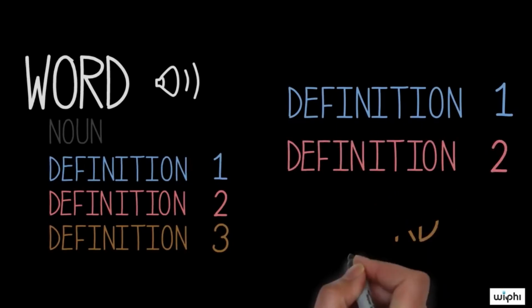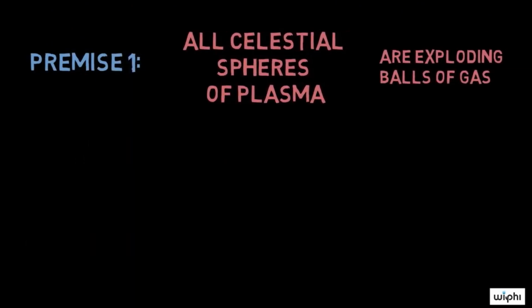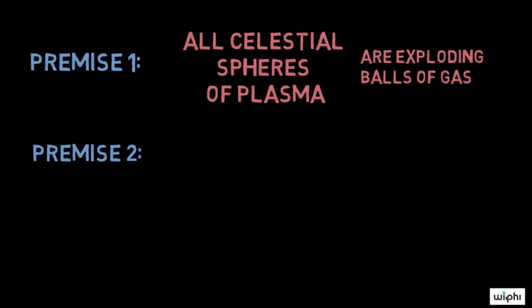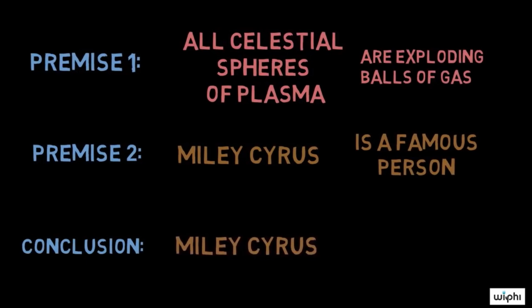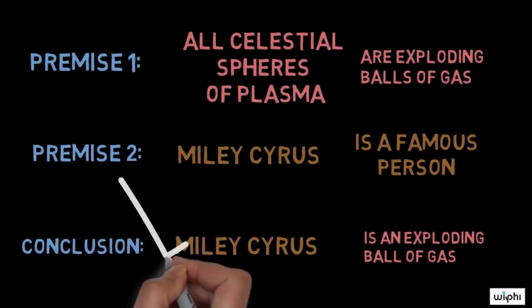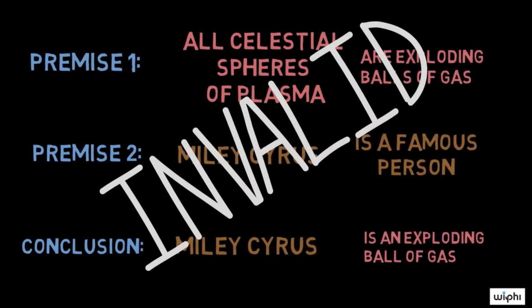For example, let's substitute our definitions of the word star into the premises of the previous example. Premise 1. All celestial spheres of plasma are exploding balls of gas. Premise 2. Miley Cyrus is a famous person. Conclusion. Therefore, Miley Cyrus is an exploding ball of gas. Clearly, this argument isn't valid once we've gotten rid of the ambiguous term, star. Even though both of the premises are true, the conclusion does not follow.